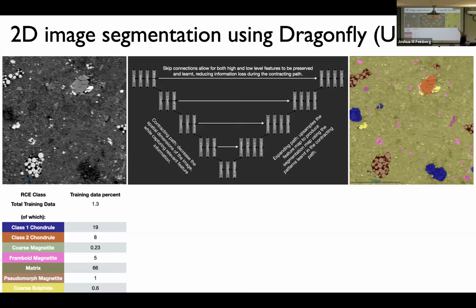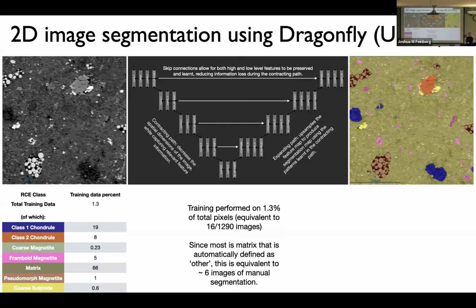And the output of this UNet classification is a depiction of where each of those features is. But to do that, we've had to train it. So we've had to give it some training data. We've had to manually draw around a certain number of these features. The amount of training data is 1.3% of the total number of pixels in the data set. So the 1,290 images, of which 1.3% of the pixels in those images were labeled. It's equivalent to about 16 images that we've had to manually label.